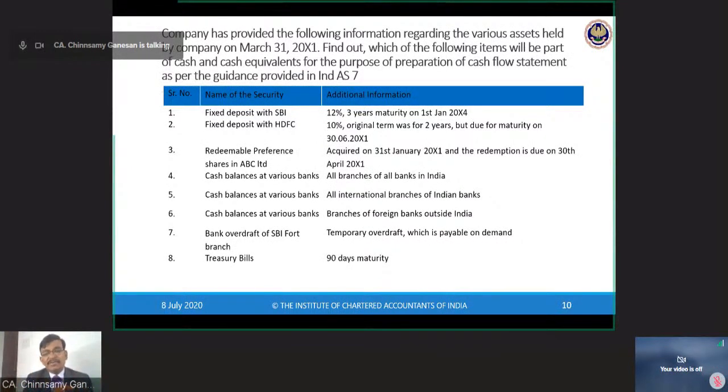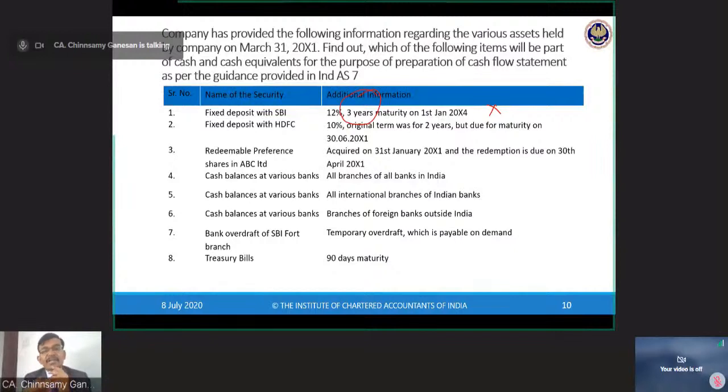What is our previous scenario? We said it's a short term. The first condition is short term. Short term means it should be what? 3 months or less. Whether the fixed deposit is 3 months or less, in this particular case, it is 3 years maturity. So definitely it is not a cash and cash equivalent. It is an investment made. Okay, it is not cash and cash equivalent.